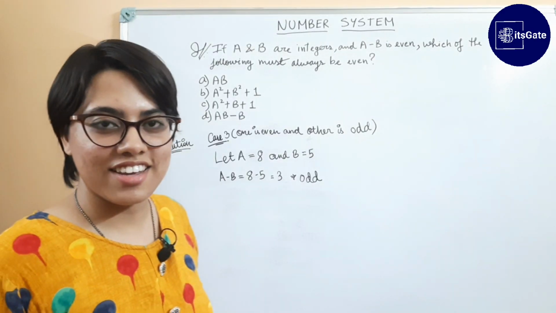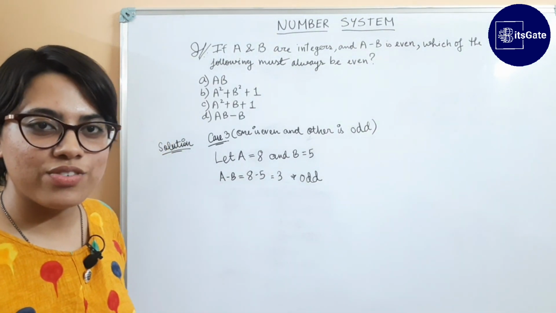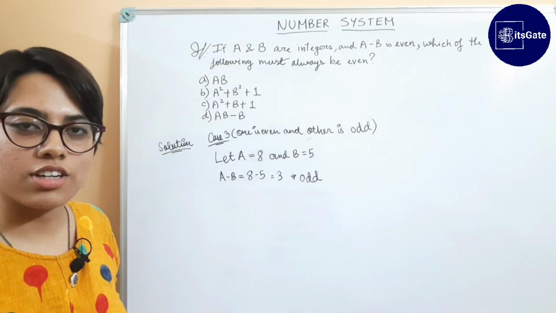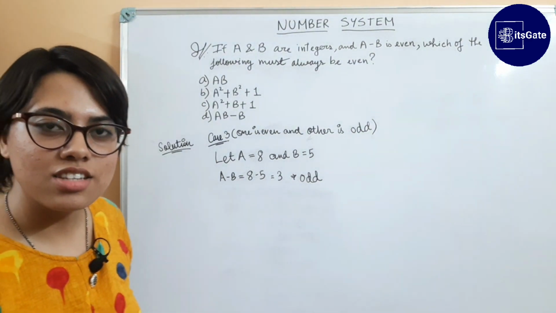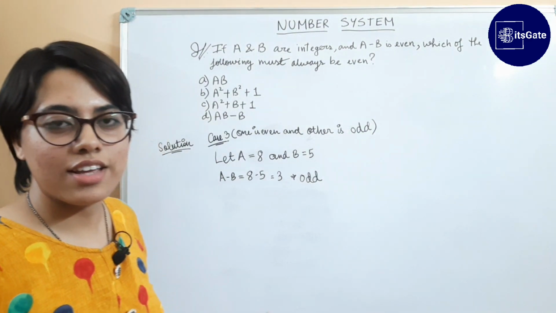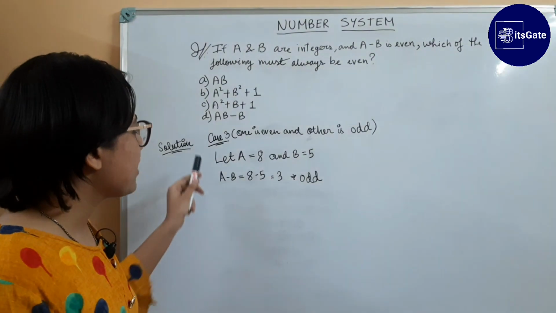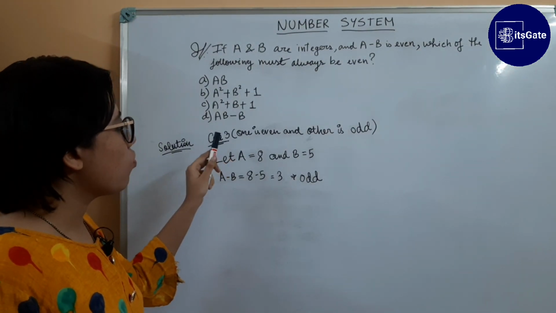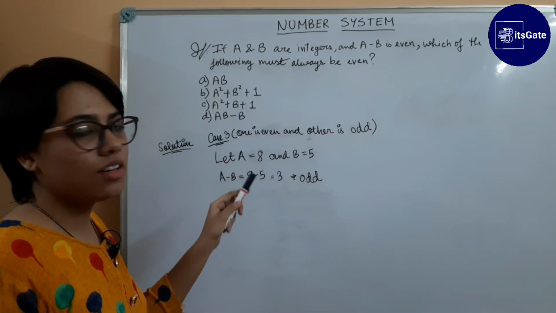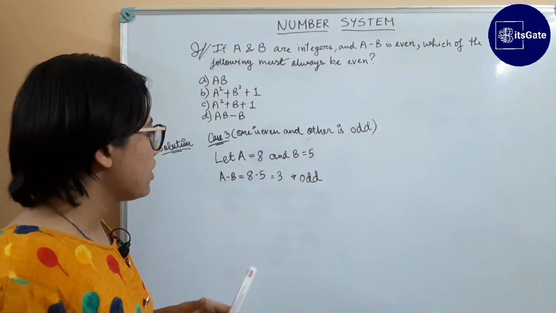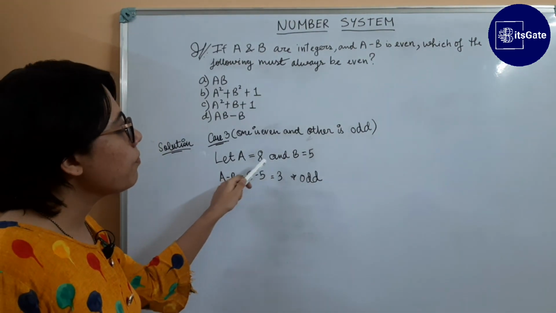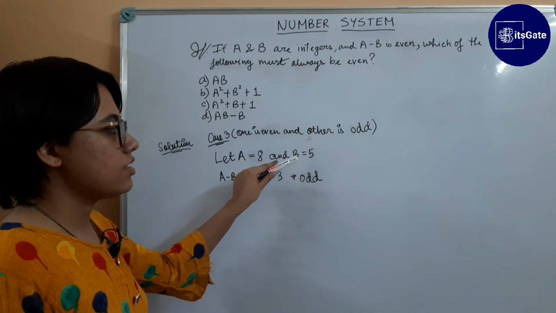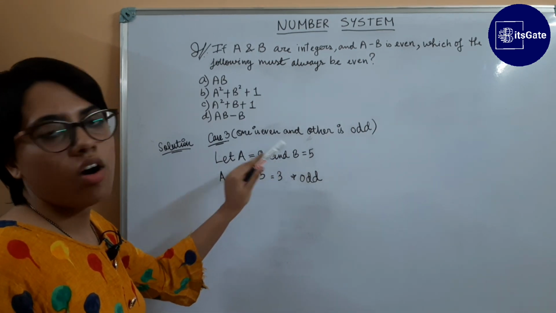As we have already said that we got our answer from computations of case 1 and case 2, but we will still be showing case 3 so that students can visualize the problem in a better way. In case 3, we will be assuming one of a and b as even and the other number as odd. Let us suppose a is 8, which is an even number, and b is odd, which is 5, which is an odd number.